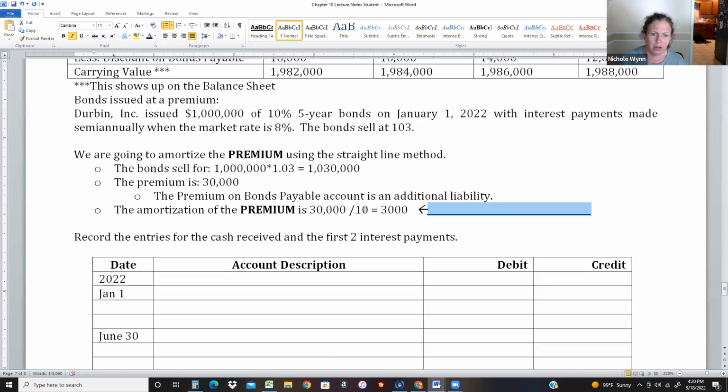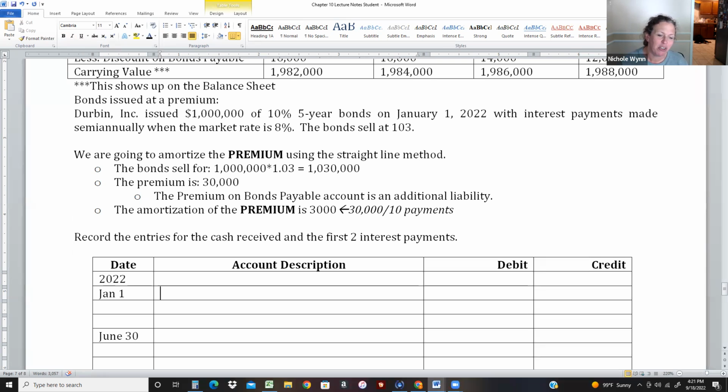I don't know what I wanted to put there. I think I was going to put 3,000 over here, and then over here, 30,000 divided by 10 payments. That works. Okay, so let's go ahead and do the journal entries for this kind of bond.